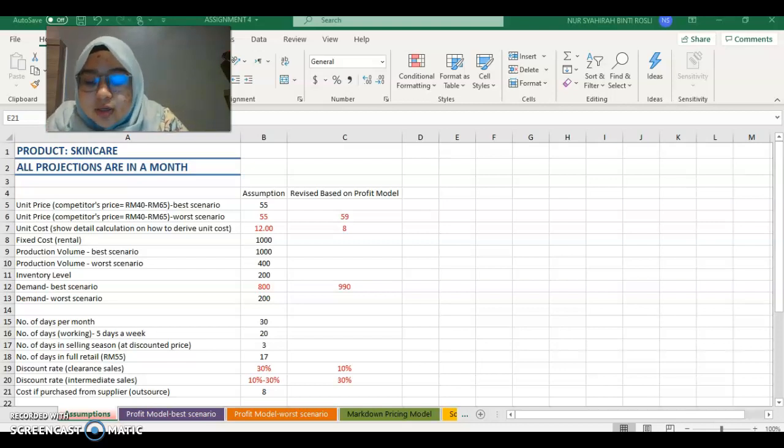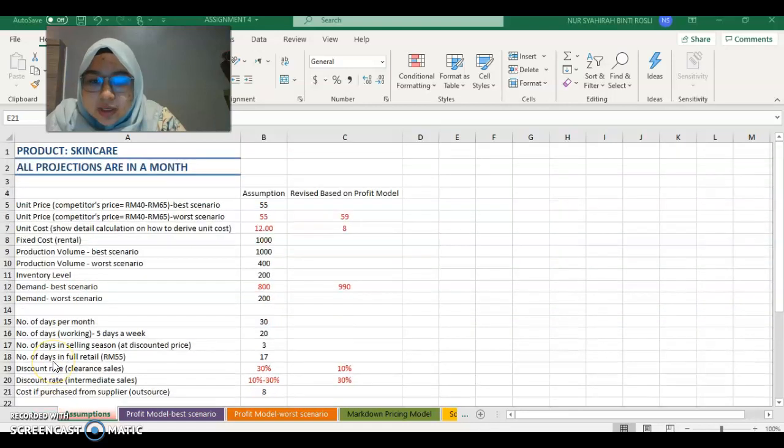Today I would like to present on the topic scenario and sensitivity analysis. The product I choose is skincare. The reason why I choose to start a business by selling skincare is because nowadays people need to wear skincare. Without using any, they can't keep their skin health in check, especially when the pollution and sun damage is on the rise. This is the assumption for my business.